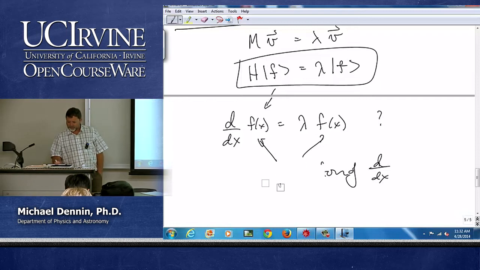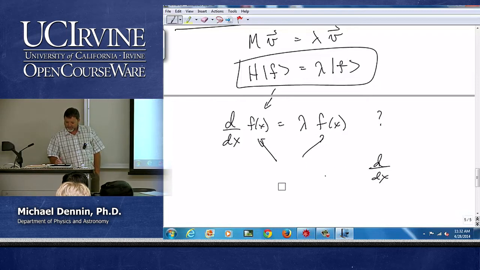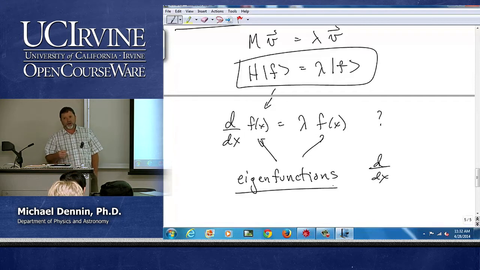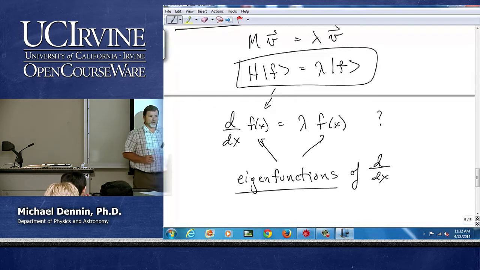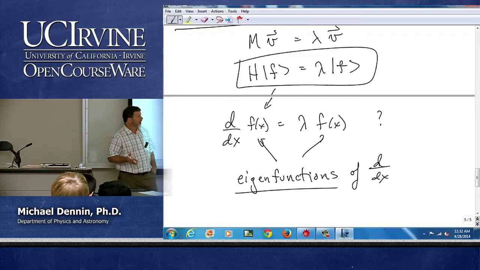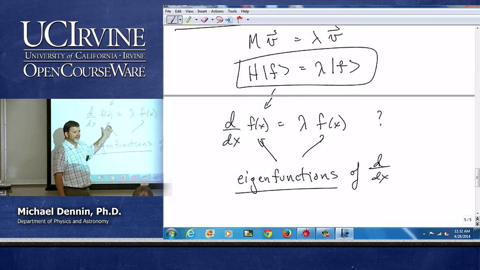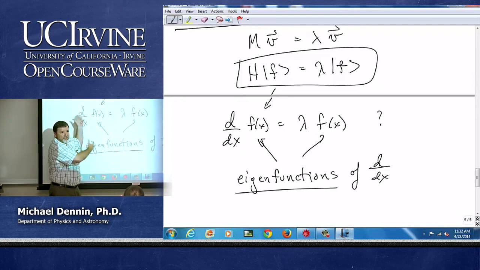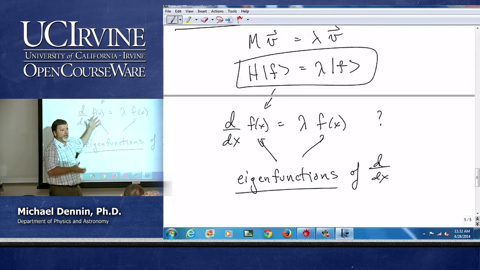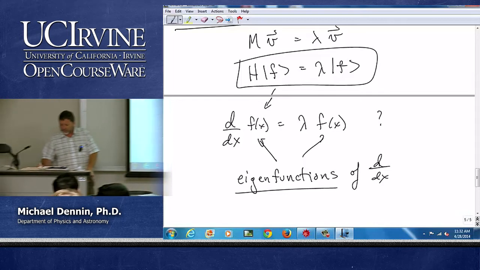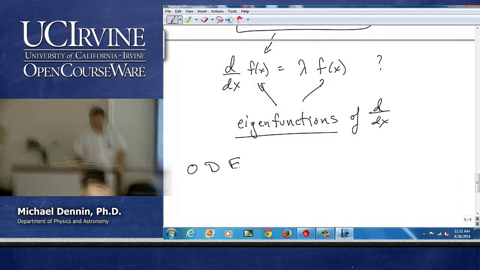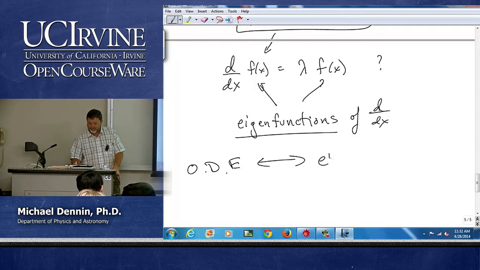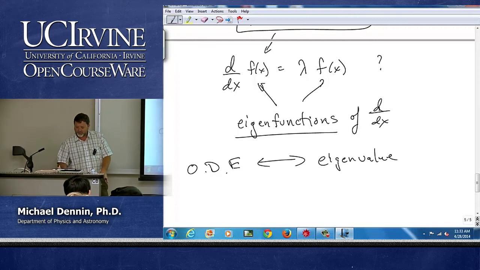Oh, that's really good scribbling. The eigenvectors of d by dx are the functions that are just reproduced when differentiated. And we often will call these eigenfunctions because now our vectors are functions. So it was shouted. Hopefully you talked real quickly. What are they? Why, e to the lambda x? Yeah, I just solved this. It's the simplest differential equation you can solve. What does this mean? That almost every ordinary differential equation is an eigenvalue problem, from a physicist's point of view.